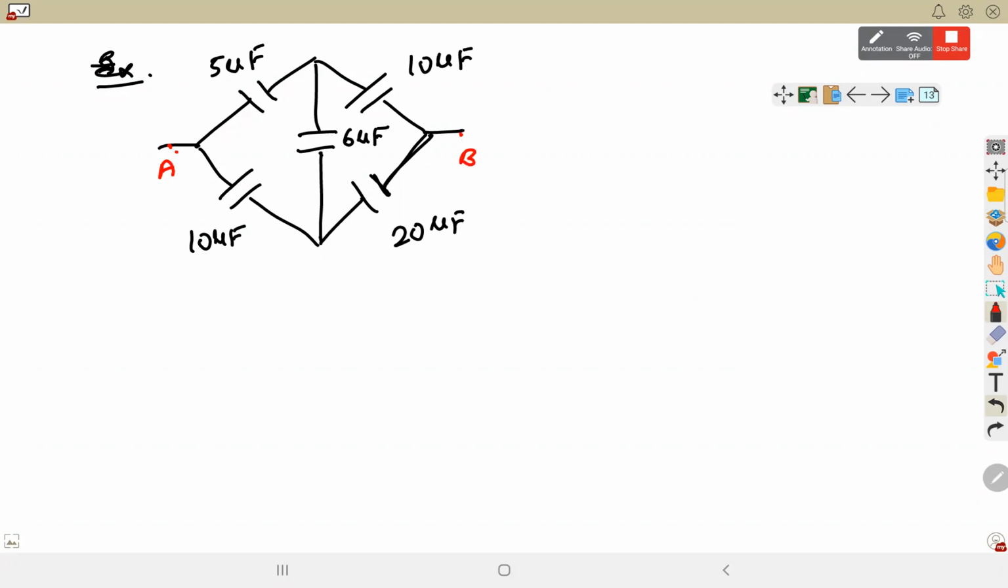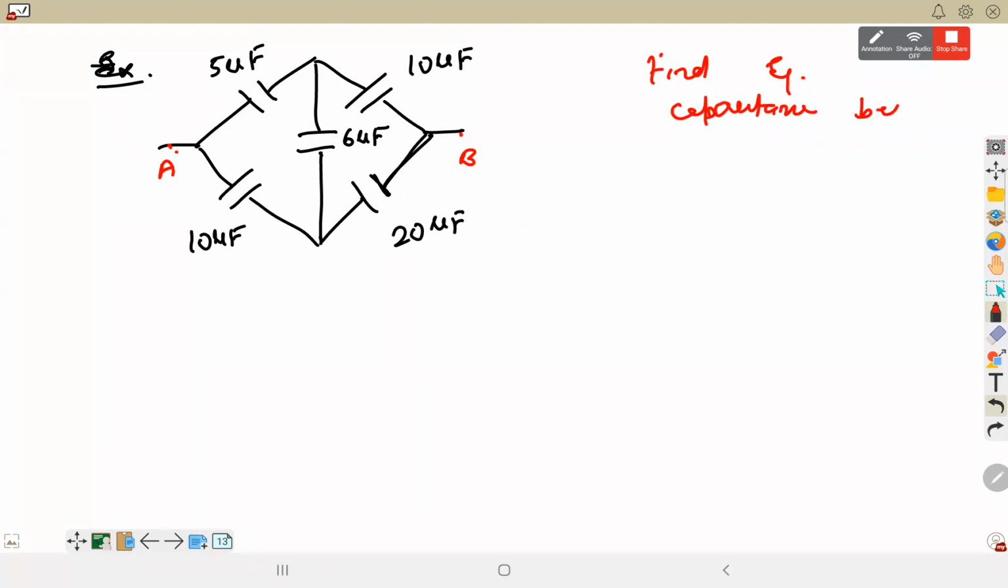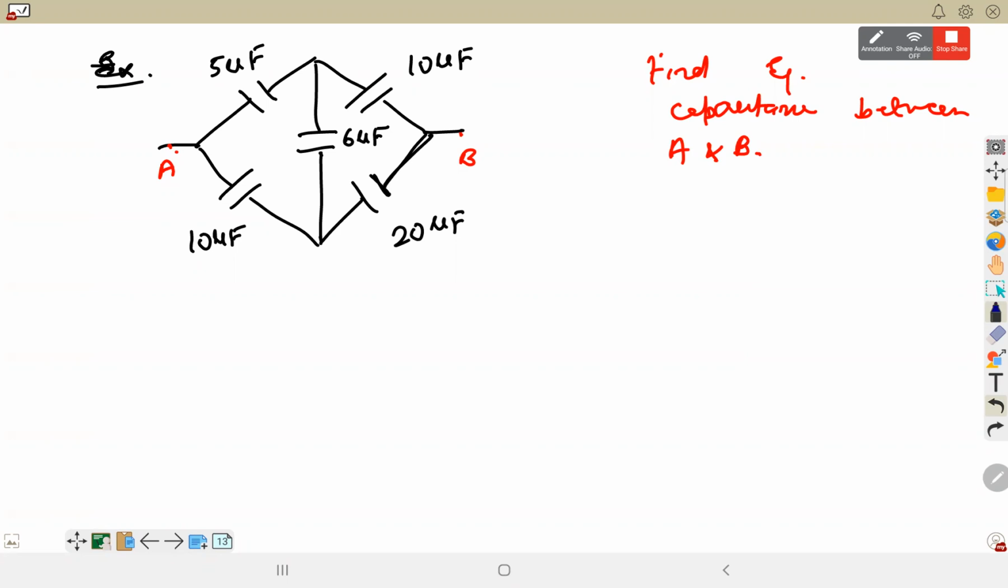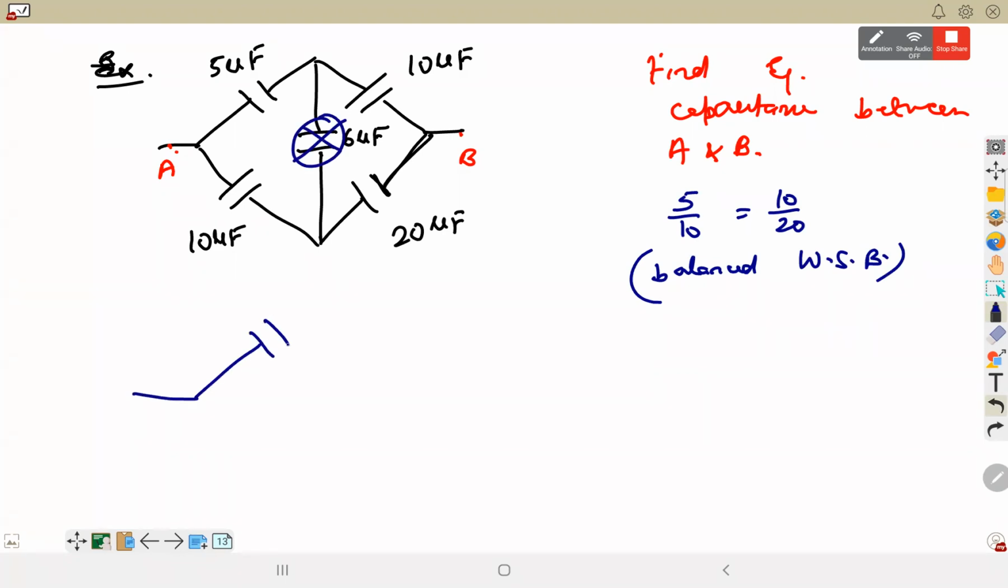Like in this circuit. Find equivalent capacitance between A and B. Ratio equal है, 5/10 is equal to 10/20. So it is a balanced Wheatstone bridge. Short form में WSB लिख लेते हैं. This can be removed now. So in the upper branch, 5 and 10 come in series. In the lower branch, 10 and 20 come in series.